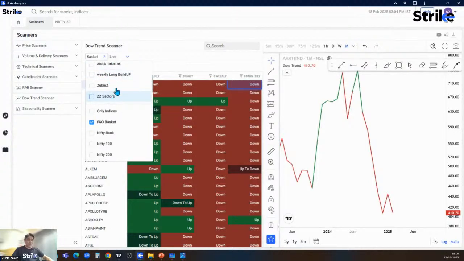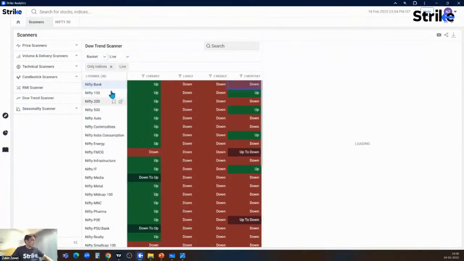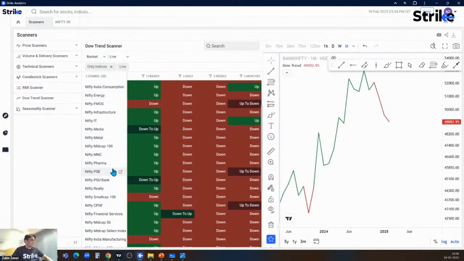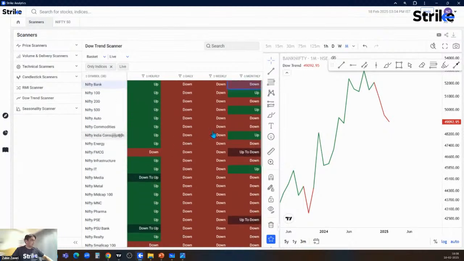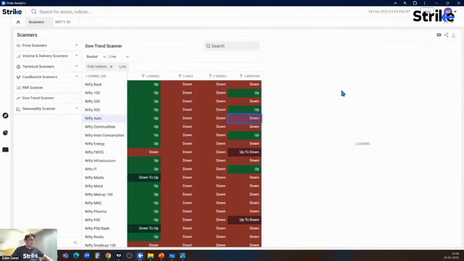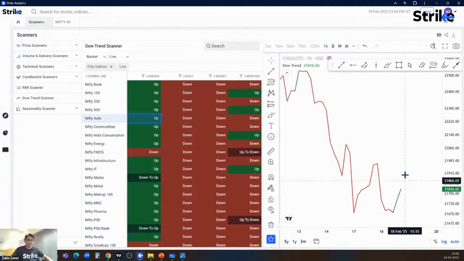If you want to find out, let's say, new stocks, you can select only indices. If you want to understand which indices or which sectors are in an uptrend or downtrend, something like this. For example, say Auto on an hourly chart. If you click over here, it is in an uptrend. The chart of the auto sector hourly chart will open up on the right hand side like this. Now, it has green and red color lines. I'll explain that in a second.